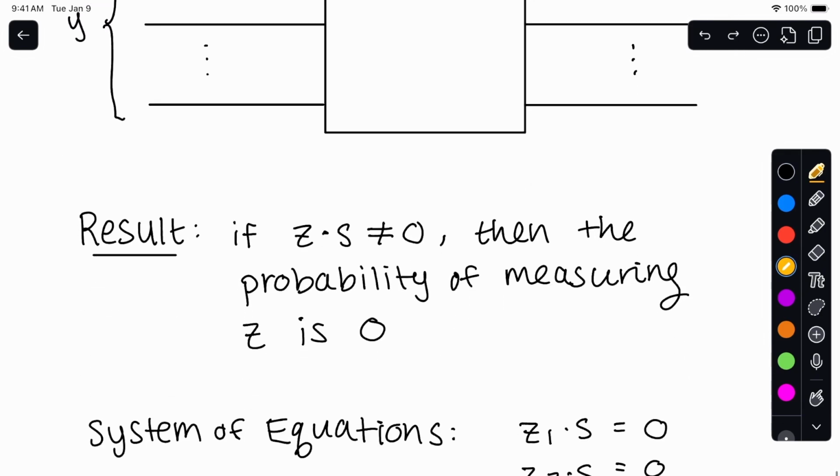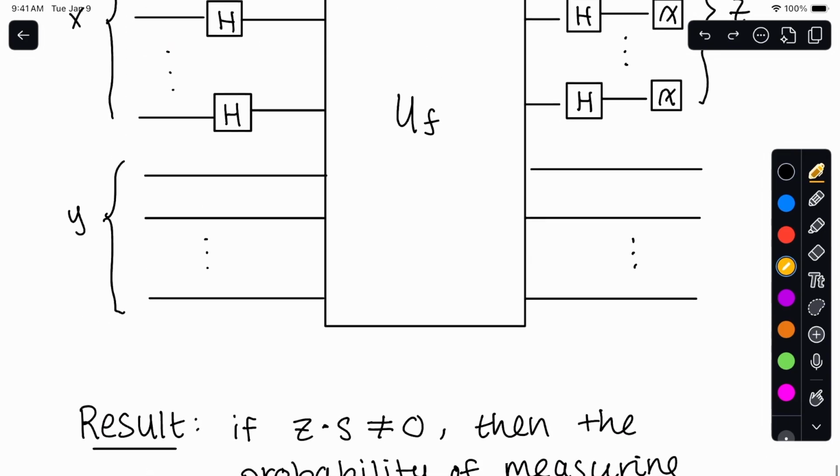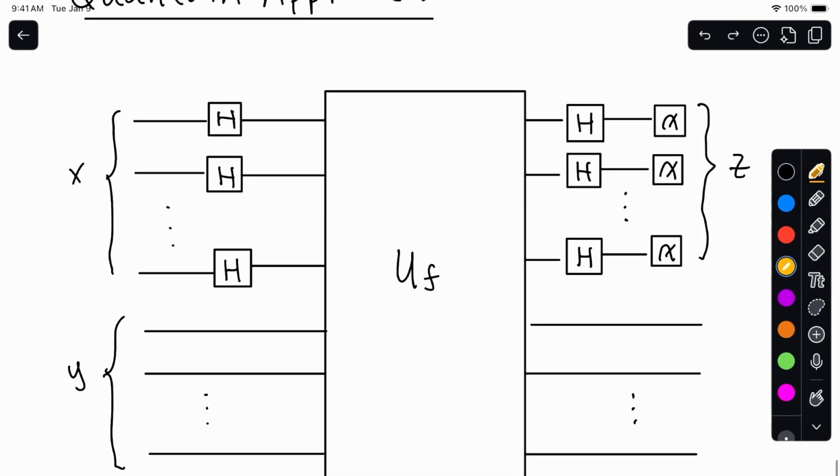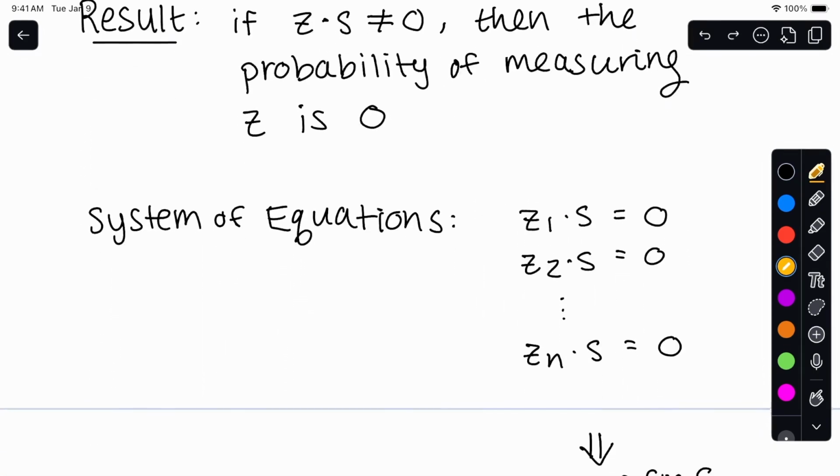So the end result that we're going to get is that if you have a bit string z, if z.s is non-zero, then the probability of measuring z is 0. So basically what that means is at the end of this circuit, the only measurement results that we're going to get are bit strings that are 0 when dot producted with s. And that gives us a system of equations.